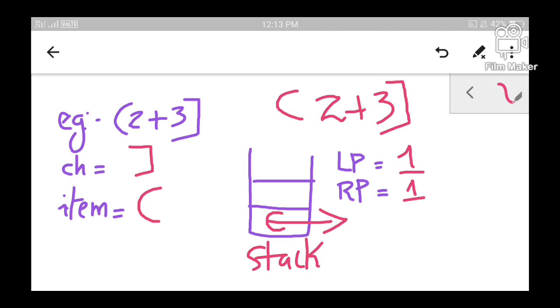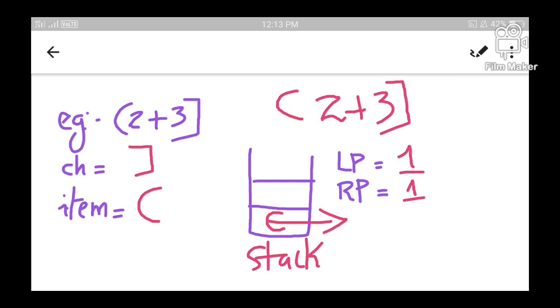No, they are not matching parentheses, because the right parenthesis is a right square bracket and the left one is a normal left parenthesis. Since these two do not match, we can clearly say that the given expression is an invalid expression. Just print that the expression is invalid and you can exit from the algorithm. So the first example is over.